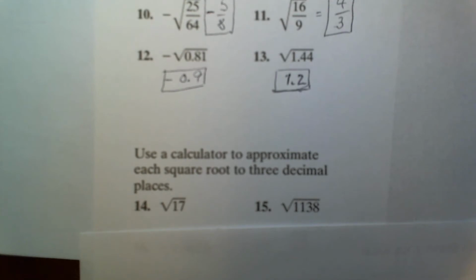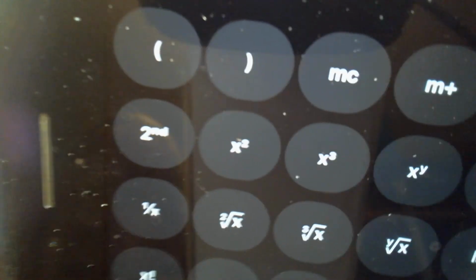The next 4 exercises ask us to approximate the square root to 3 decimal places. And if you have an iPhone, or probably an Android, works the same way. When you hold your calculator in landscape mode, then you see that there's a square root function. I'm going to point it out with a pen. Here's the square root function.